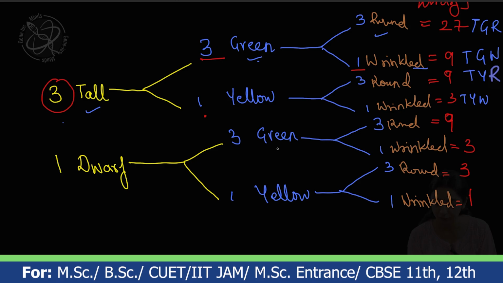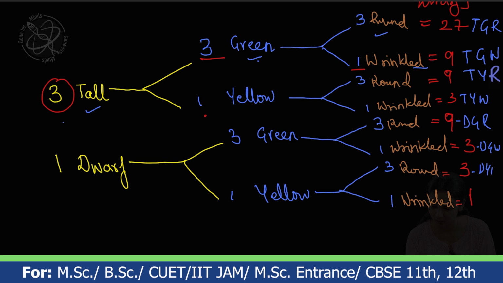Now let's move on to this. It is dwarf, green, round. Now this one, it is dwarf, green, wrinkled. What about this one? It will be dwarf, yellow, round, and the final one is dwarf, yellow, wrinkled.